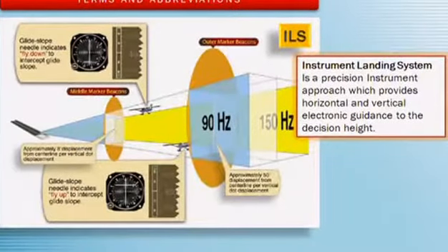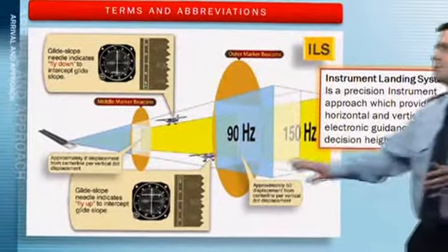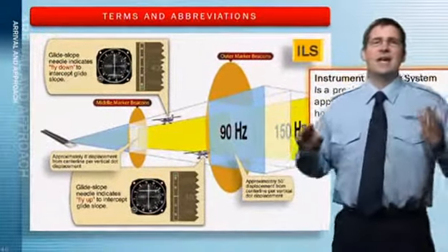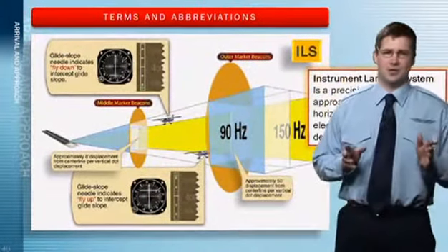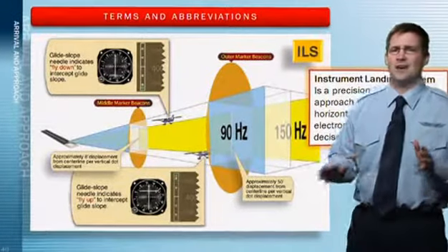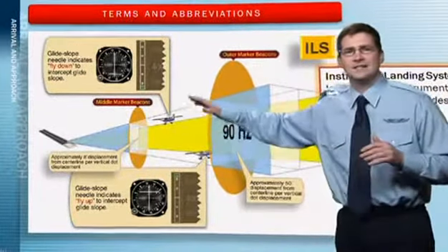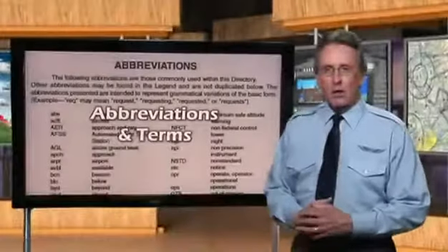An ILS stands for Instrument Landing System, and we see an example of an ILS right here. An ILS is a precision instrument approach which provides horizontal and vertical electronic guidance to the decision height. Good information covered on that topic.